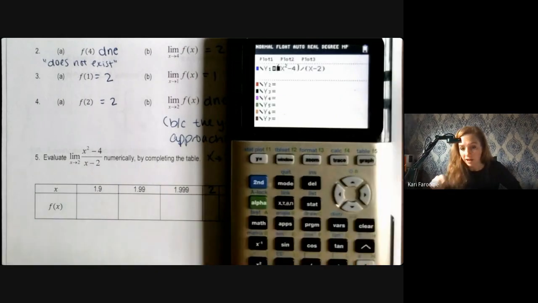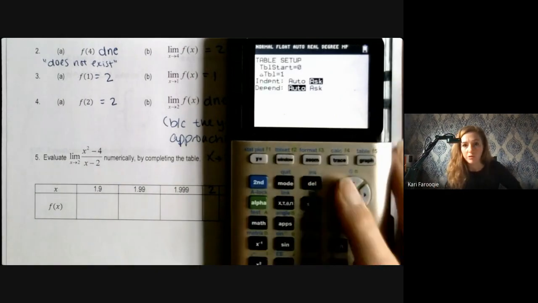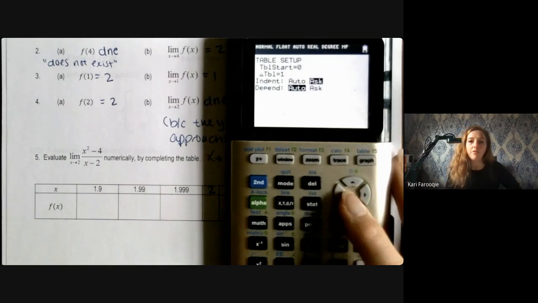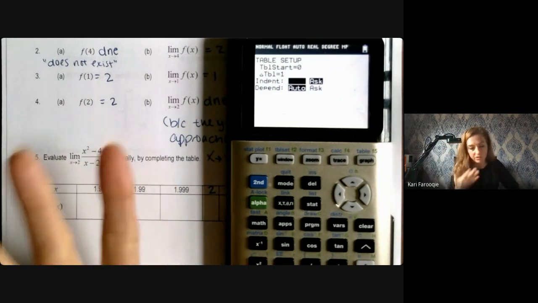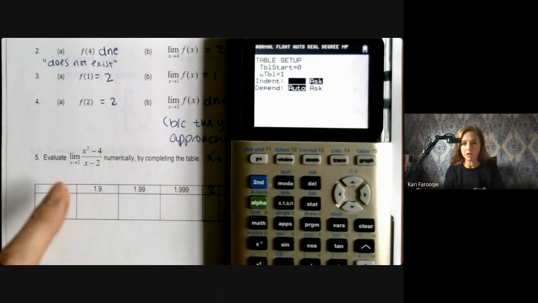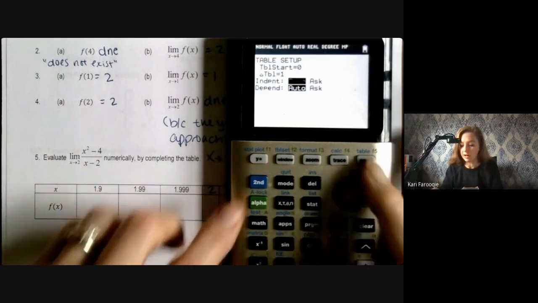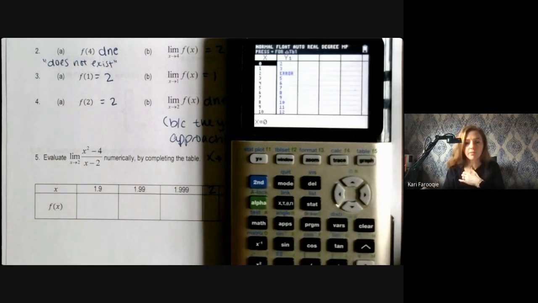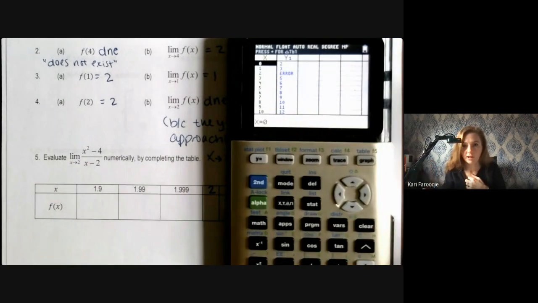So sorry, how I got to that was I hit second and window, and that brings me to the table setup. Now, if you have your table set right now to auto, what you're going to see is that your table automatically just generates a bunch of x values for you. Usually, if you haven't changed your settings, it'll go like 0, 1, 2, 3, 4, 5. Well, we don't want 0, 1, 2, 3, 4, 5. So like, for instance, if you're in auto right now and you go to your table, it's just going to give you x values 0, 1, 2, 3, 4, 5, 6, 7, 8, 9, 10.